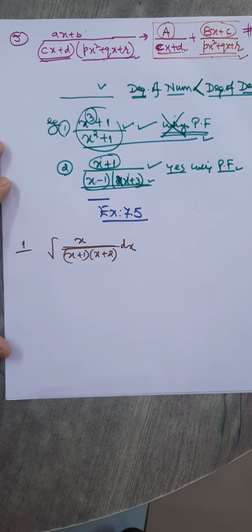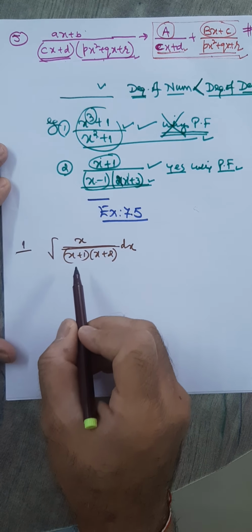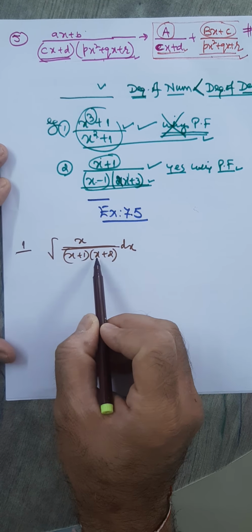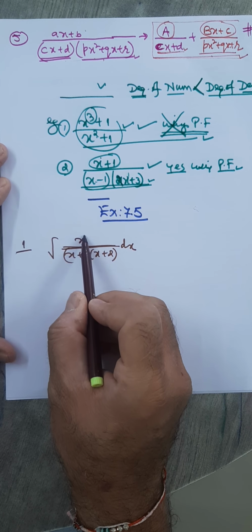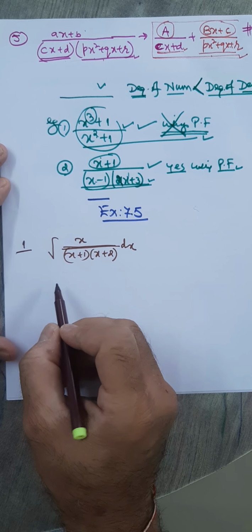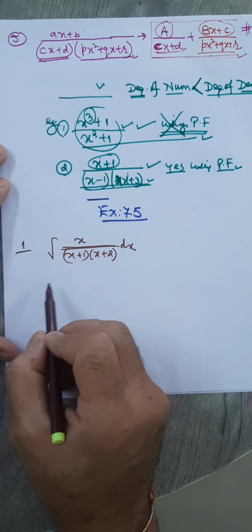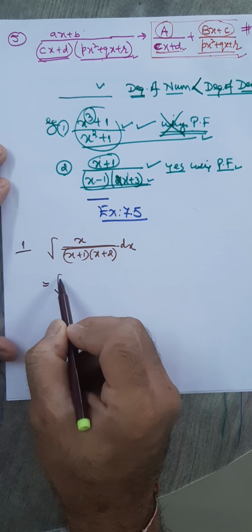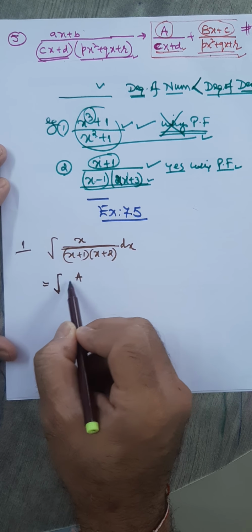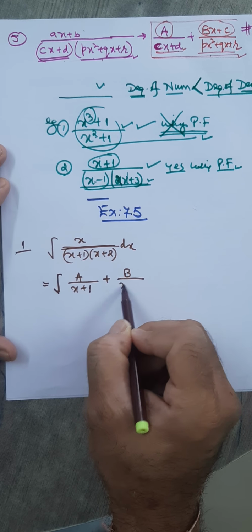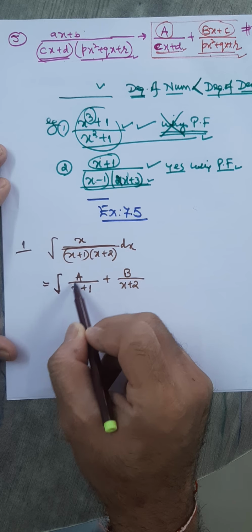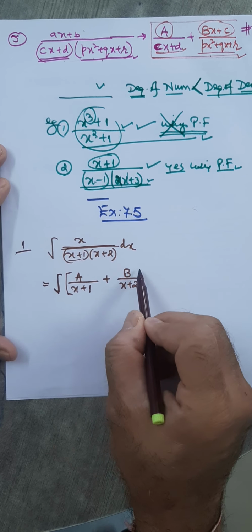Okay, so now we go to exercise 7.5. Question number 1. Integrate x upon x plus 1 into x plus 2. You can see here the product of two linear factors, and this is one linear function having power 1 and here power 2. So the partial fraction method can be used, remember. So this is equal to, what's the method? The method is this: one constant upon x plus 1 plus another constant upon x plus 2. Why did we write the constant? Because these are linear functions.